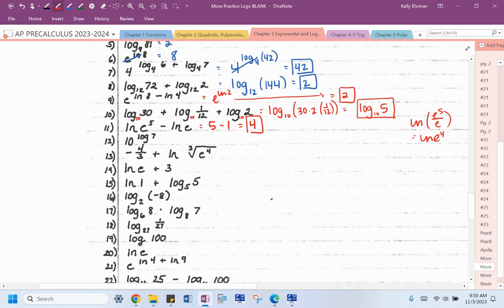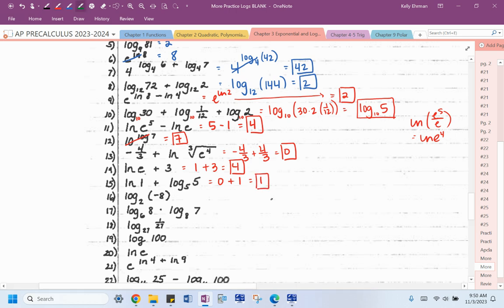On number 12, base 10 and log base 10 cancel. You're left with 7. Negative 4/3 plus the cube root of e to the 4th is 4/3. So this is negative 4/3 plus 4/3. So that's 0. Natural log of e is 1 plus 3 is 4. Natural log of 1 is 0. Log base 5 of 5 is 1. 5 to what power is 5?